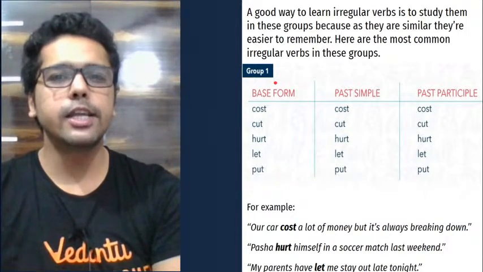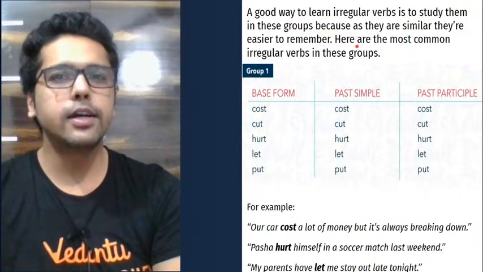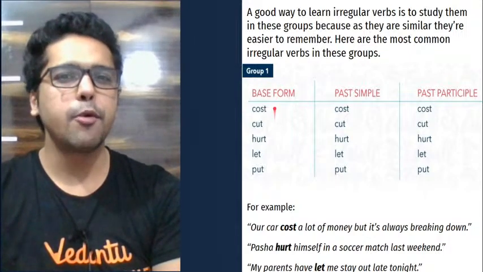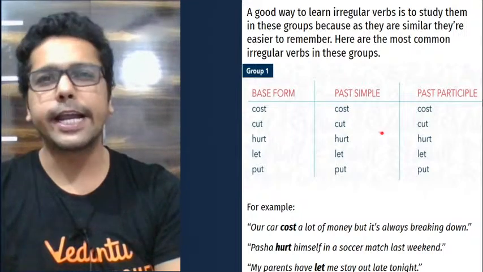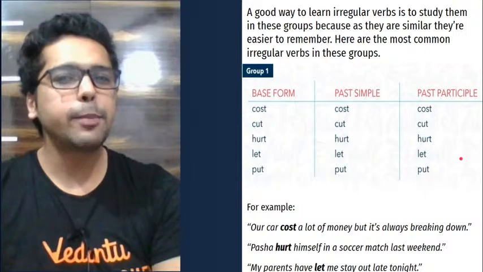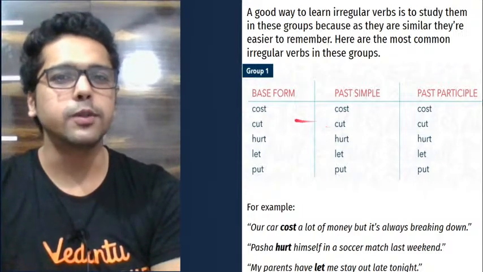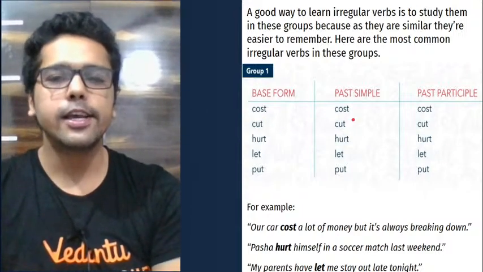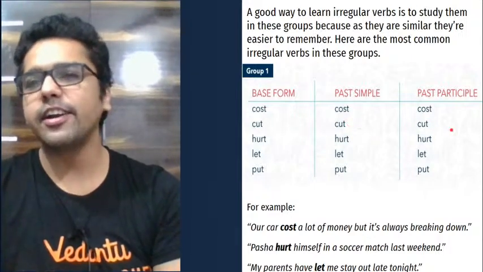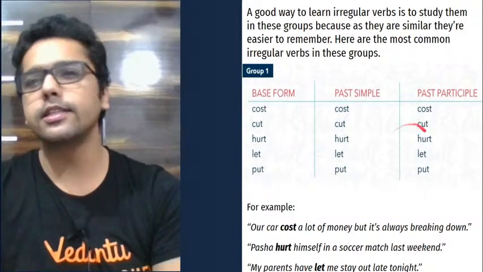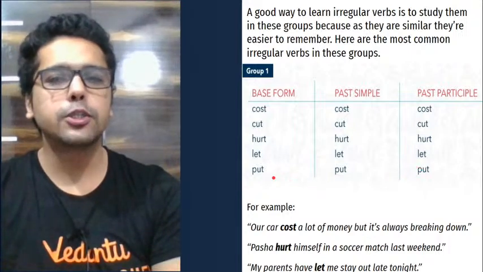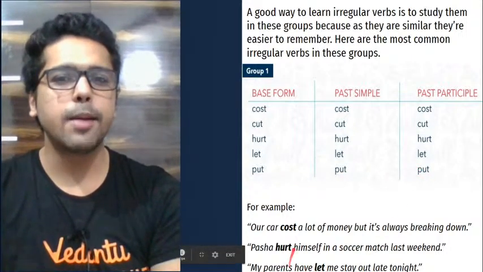We learn them in groups, that becomes better. So when we learn irregular verbs in groups, it becomes easier to study. This is the first group, where the base form is the same, the simple past is also the same, and the past participle is also the same. I mean, the spelling remains the same, and the pronunciation also. You see, cost, there is no ed. So we simply say cost, even in the past tense. Cut, we do not say cutted. That's a very common error. So cut, cut, cut. Hurt, hurt, hurt. Let, let, let. Put, put, put. These are the examples.